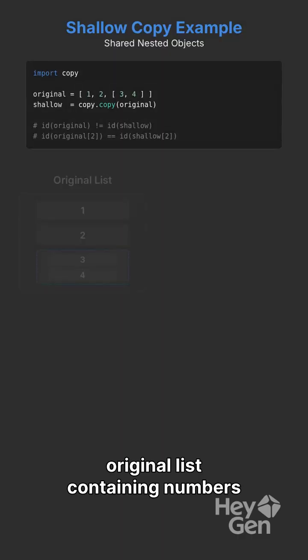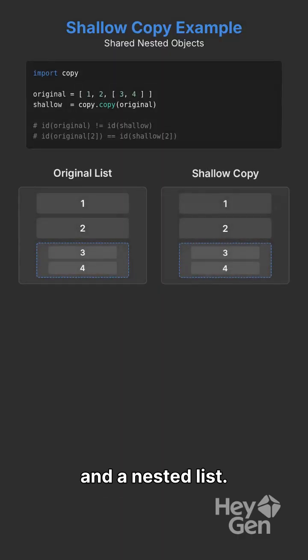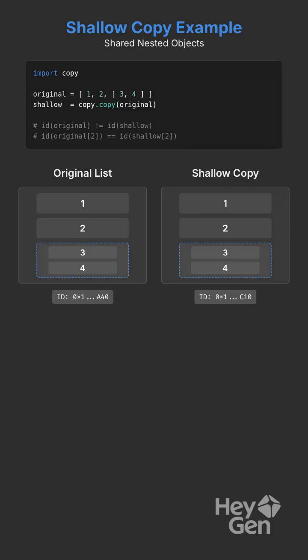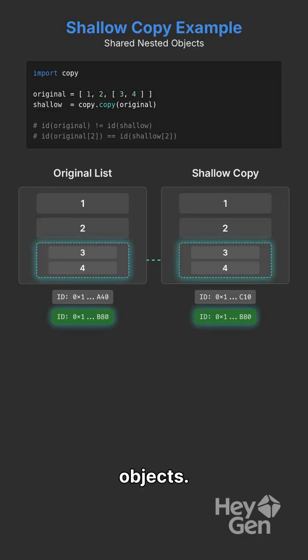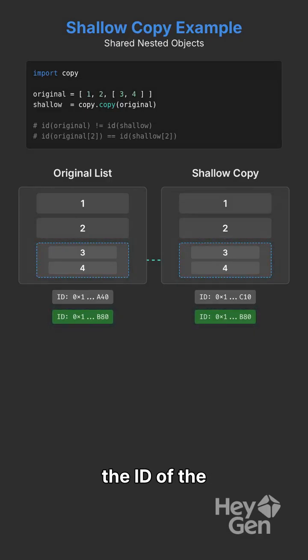Here, we have an original list containing numbers and a nested list. We create a shallow copy. Notice that the top-level lists original and shallow have different memory IDs, meaning they are distinct objects. However, when we check the ID of the nested list, original[2] and shallow[2], you'll see they point to the exact same memory location.